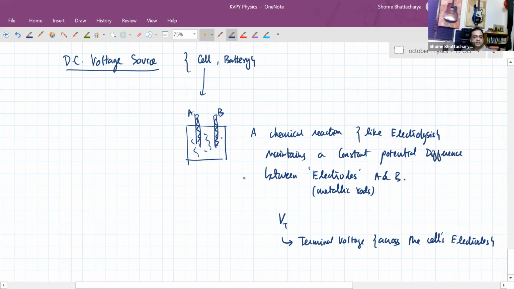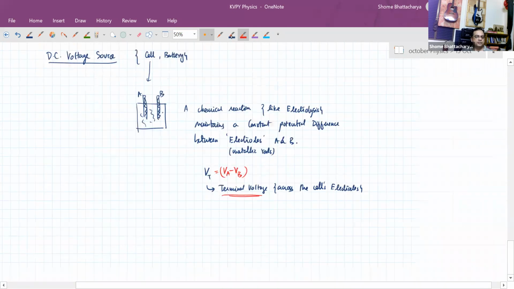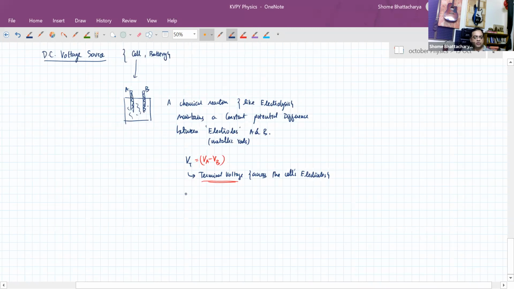In fact, the one having positive potential is called the cathode and the one having negative potential is called the anode. But that's not important for us over here. The important thing is the terminology. One is that there is something called terminal voltage, which is the potential difference between the terminals. This is like an inbuilt property of the cell. Now there is another term called EMF, or electromotive force.